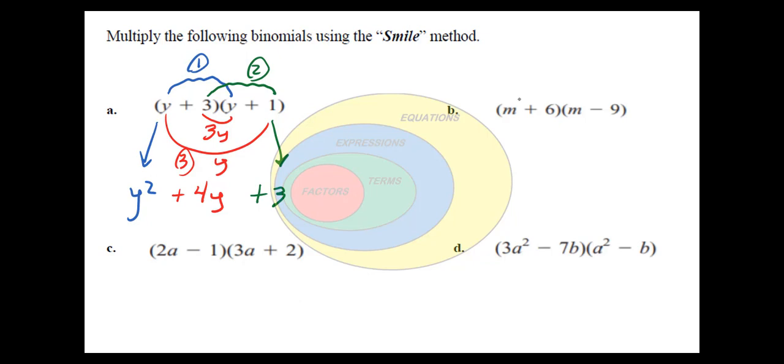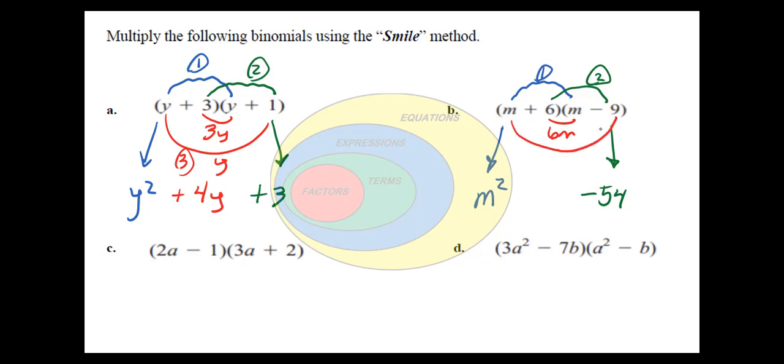The second problem, first two terms, we'll do this distribution first. m times m is m squared. So the first term in my answer is m squared. The last two terms, this last 6 and -9, give us the last term in our answer. 6 times -9 is -54. And then the middle term comes from 6m and a -9m. So those are like terms, and when we combine them, we get the middle term, -3m.